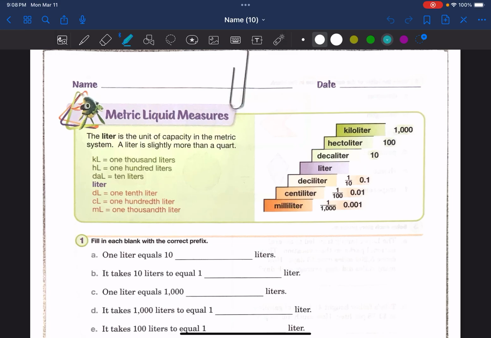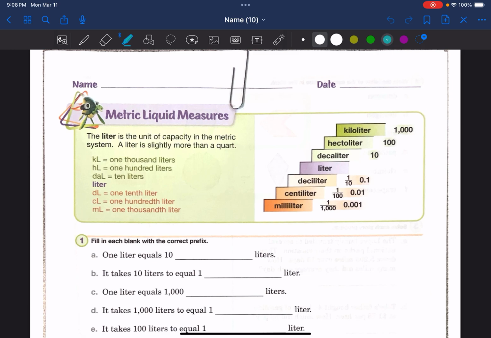Good morning, fourth grade. Today you have lesson 110 and 111. The reason that you have two lessons combined this time is because really they are both kind of like review lessons, but I want you to practice some skills from both pages.